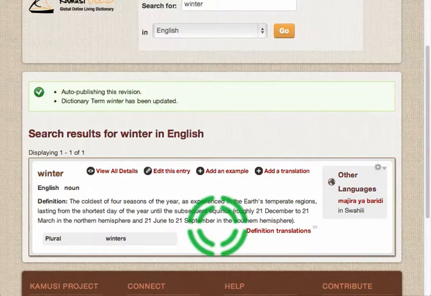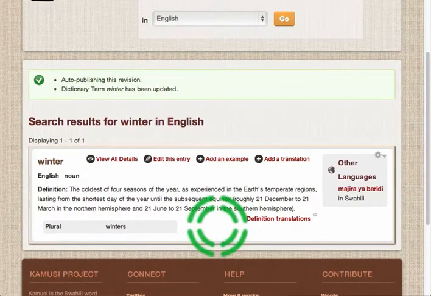And this is something that is important throughout the Kamusi system, because we'll be able to use it to make refinements in how we provide searches and how we do machine translations and various other features where this is an innovation for bilingual dictionaries.